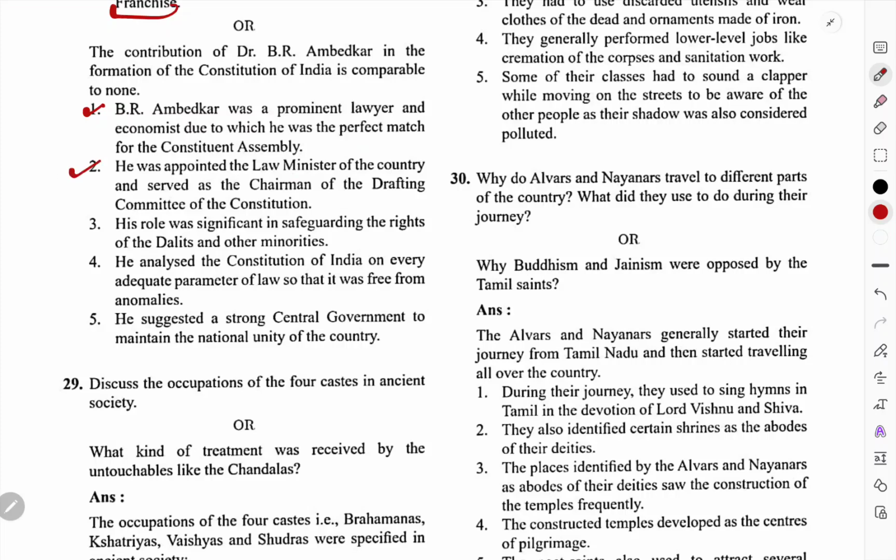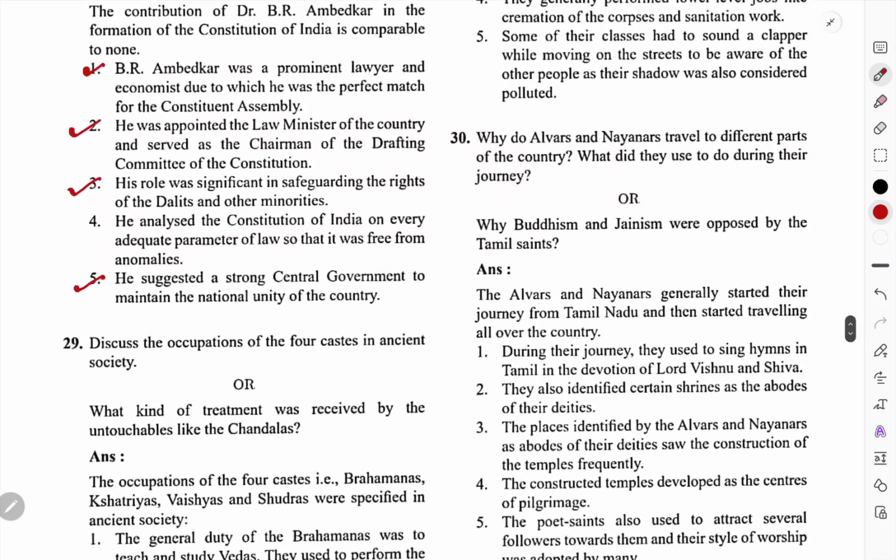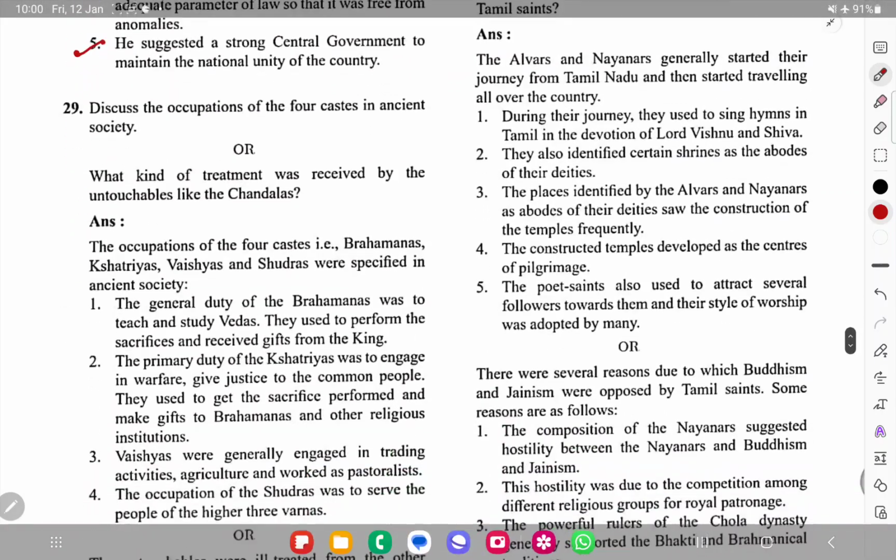He was appointed the law minister of the country and he served as the chairman of the drafting committee of the Constitution. His role was significant in safeguarding the rights of the Dalits and other minorities. He analyzed the Constitution of India on every adequate parameter of law so that it was free from anomalies. He suggested a strong central government to maintain the national unity of the country.